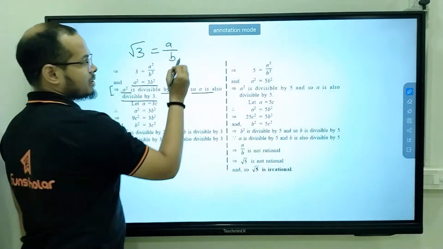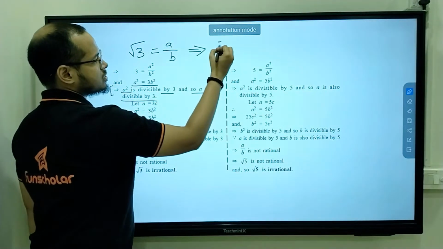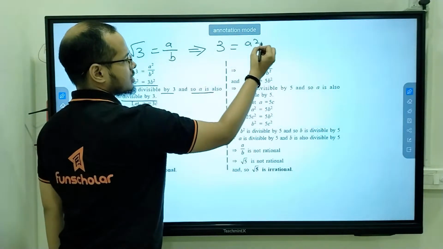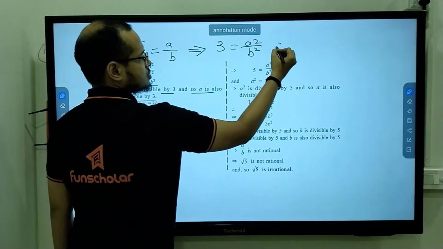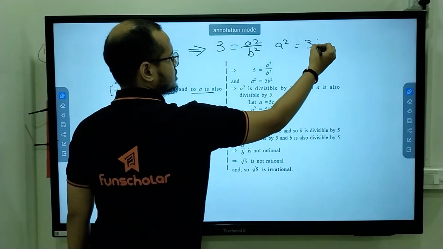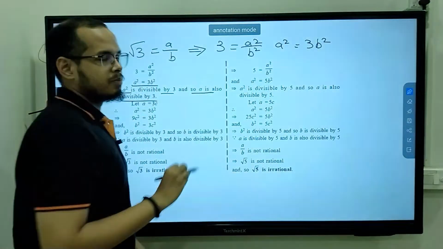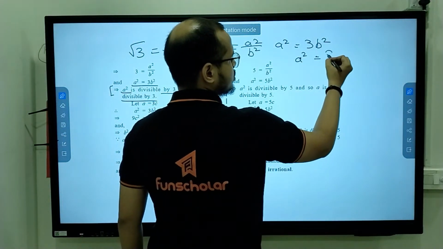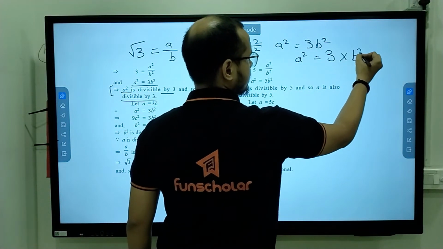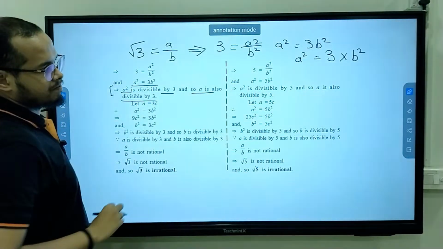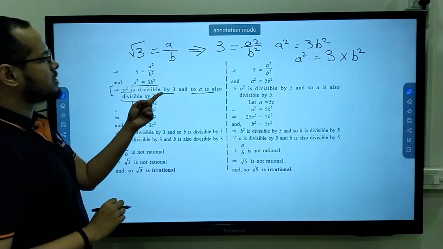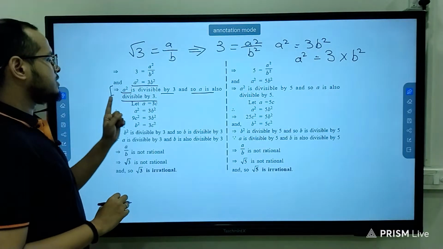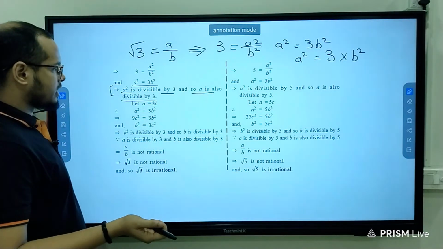Okay, so I'm doing this again. Squaring both sides, 3 is equal to a square by b square. So a square is equal to 3b square. This particular statement means a square is a multiple of both 3 and b square. That is what is written here. So a square is divisible by 3, so a is also divisible by 3. No problem in understanding that.